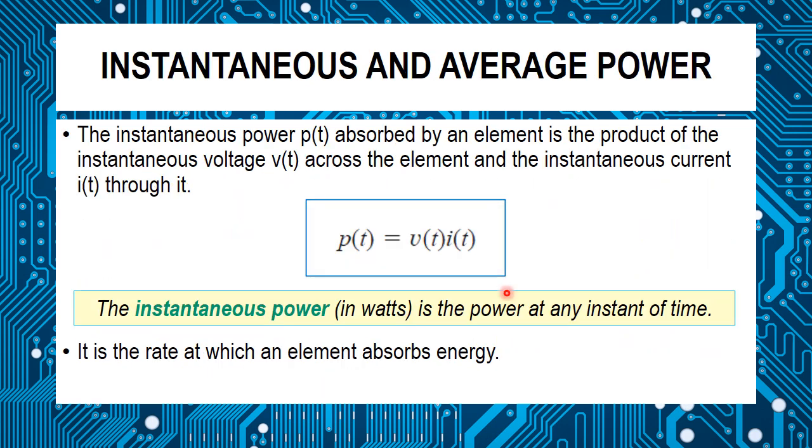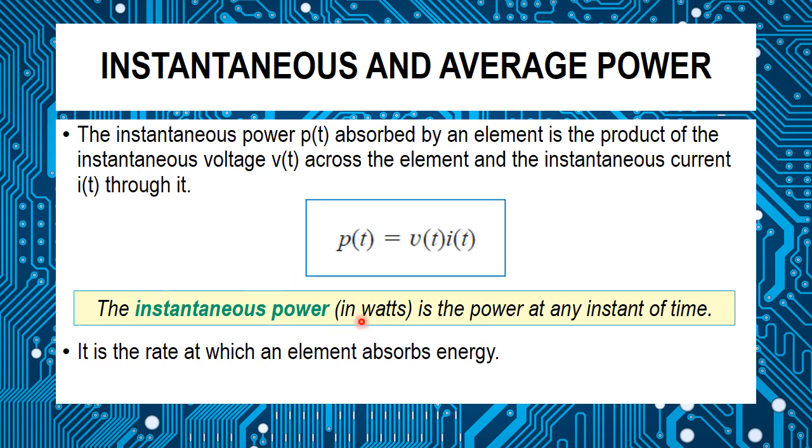So the instantaneous power p(t) absorbed by an element is the product of the instantaneous voltage v(t) across the element and the instantaneous current i(t) through it. So we have here the formula p(t) = v(t) times i(t). So this is just similar to our formula before during Circuits 1, P = IV or VI, but this time we have here the time. So this is in terms of time, or dependent on time.